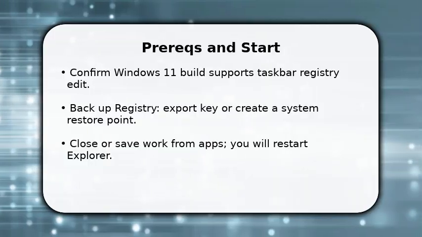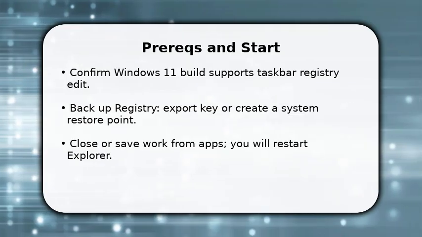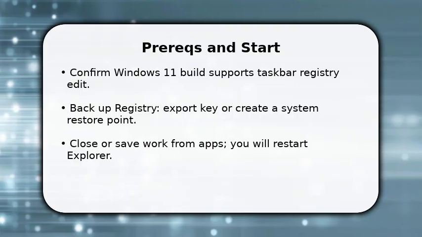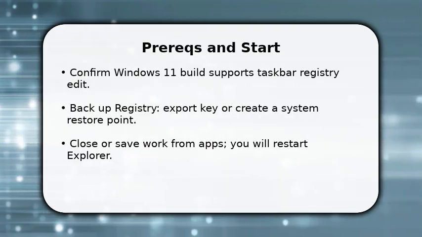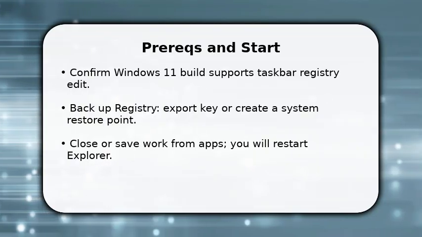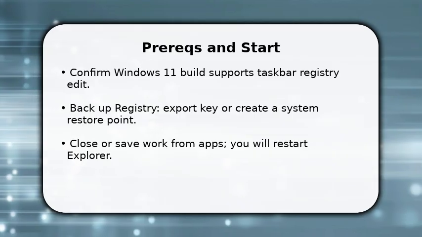You begin by preparing because the only way requires a registry change. First, make a restore point and export the taskbar registry key so you can undo changes. This protects you. Once done, save any open work and close apps because you will restart Explorer.